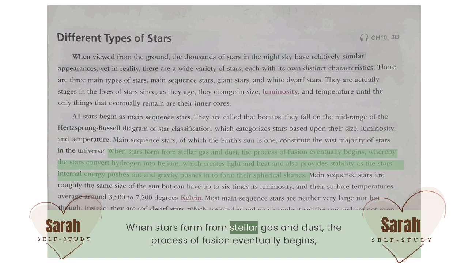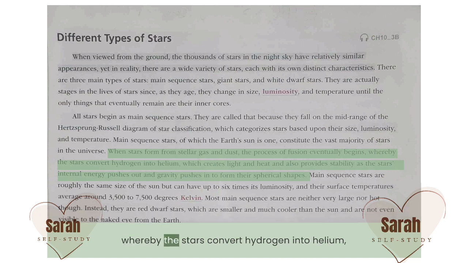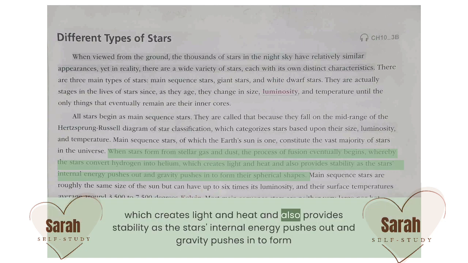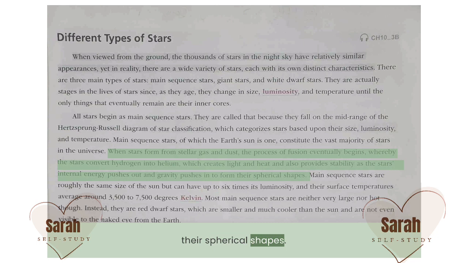When stars form from stellar gas and dust, the process of fusion eventually begins, whereby the stars convert hydrogen into helium, which creates light and heat and also provides stability as the star's internal energy pushes out and gravity pushes in to form their spherical shapes.